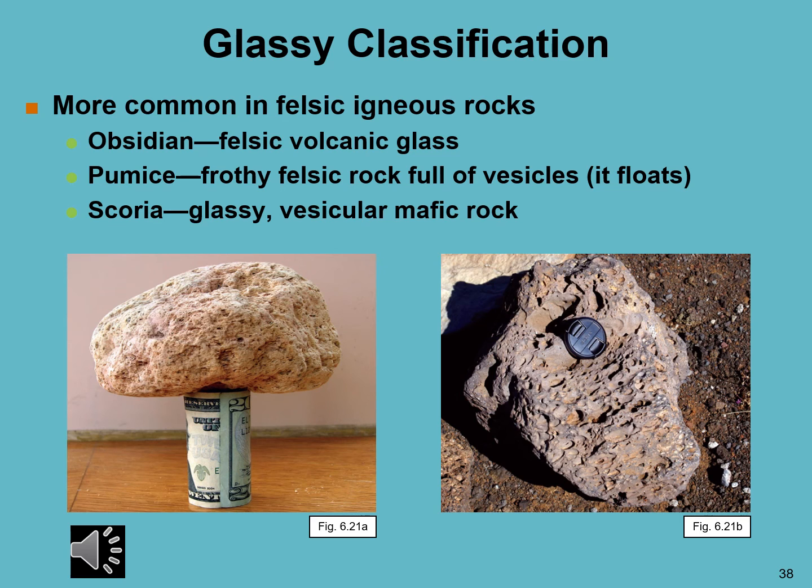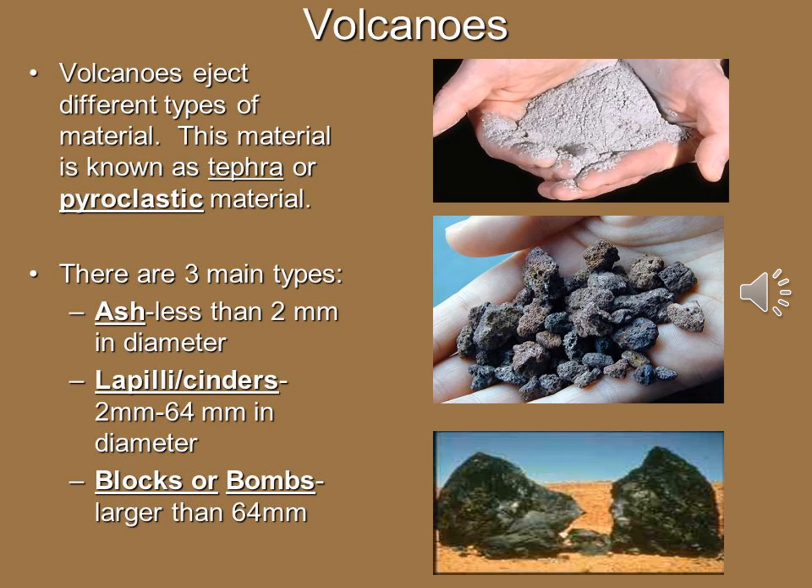Scoria is a mafic volcanic rock that contains about 30% vesicles. Scoria has larger vesicles, contains more glass between vesicles, and is denser than pumice. There are three different types of tephra or pyroclastic materials ejected from volcanoes. They are ash, that is less than 2 millimeters in diameter, lapilli, felsic, and cinders, mafic, are 2 millimeters to 64 millimeters in diameter, and blocks or bombs that are larger than 64 millimeters in diameter.